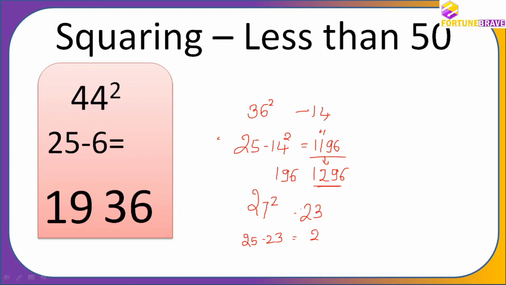So now you have to know 23 square. If you know 23 square, you will be able to do it. How much is 23 square, my dear friends? 529. So 5 will go as carry and 29. So the answer is 729. So you can do it.